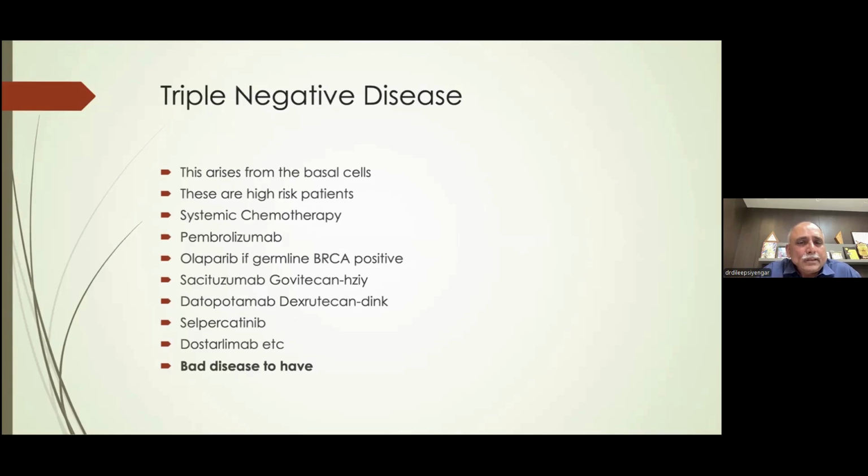Look at triple negative disease now. This arises from the basal cells. These are high-risk patients. Systemic chemotherapy is almost a must in most of them. In systemic chemotherapy, platinum-based agents are used in these, and pembrolizumab is also used in combination. Olaparib, if the germline BRCA is positive, then we can use olaparib. Sacituzumab govitecan and datopotamab deruxtecan, these are all tongue twisters. These can be used and are being used. Selpercatinib and dostarlimab also can be used.